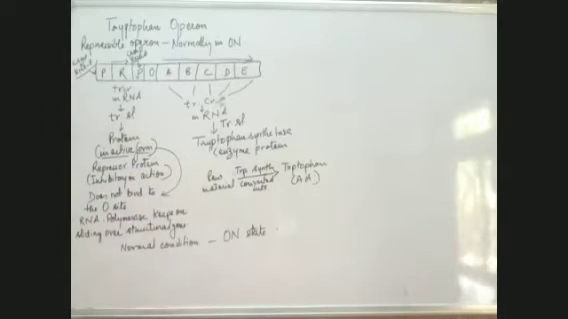So this is the normal condition because this is a repressible operon, it is on, and the complete synthesis of tryptophan synthetase takes place, which converts the raw material into tryptophan, and all the time this essential amino acid, tryptophan, is available to the body.